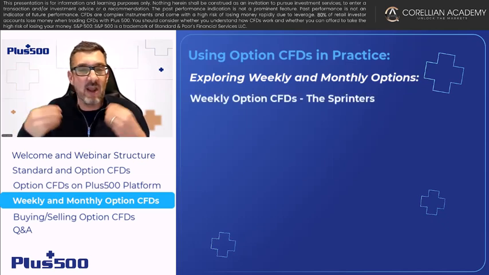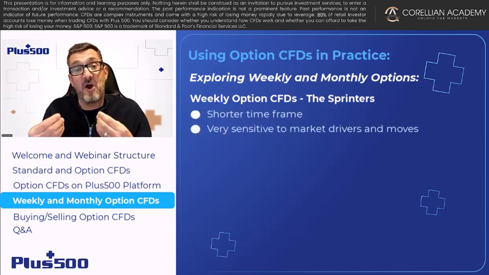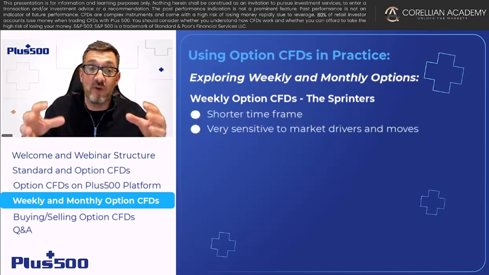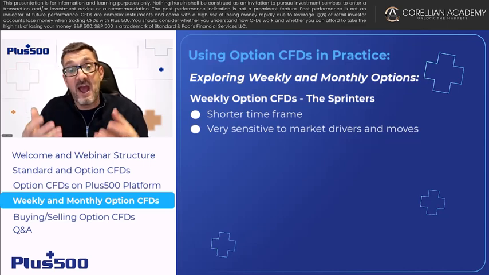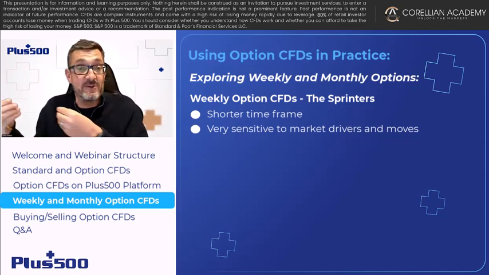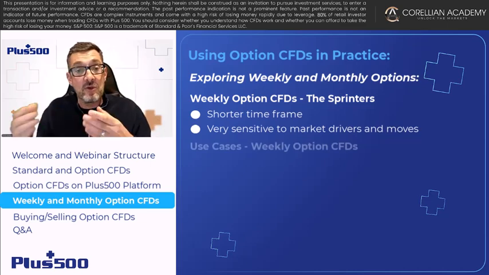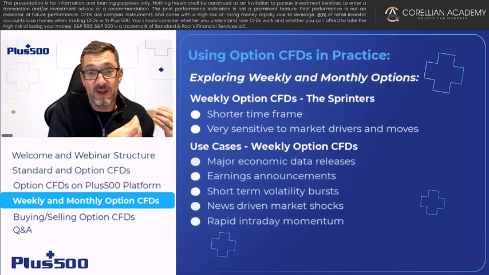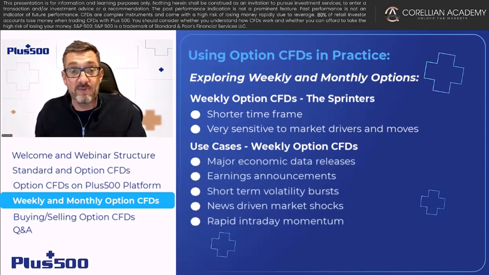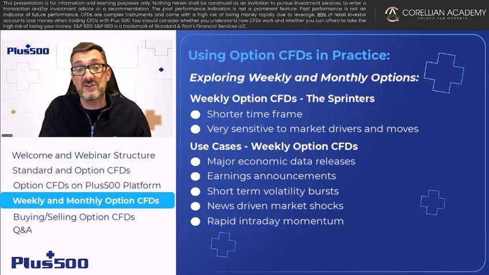Weekly option CFDs are like the sprinters of the options world. With only a few days left until expiry, they react instantly to whatever the market is doing right now. A small move in the underlying asset, a sudden volatility spike, a surprise headline, weekly options feel it right away. You typically reach for weekly options when you're trading major economic data releases, earnings announcements, short-term volatility bursts, news-driven market shocks, or rapid intraday momentum.